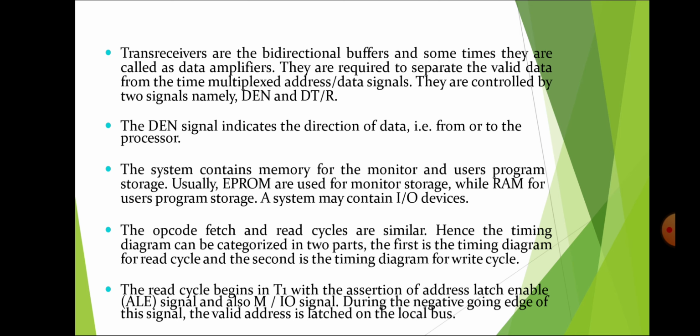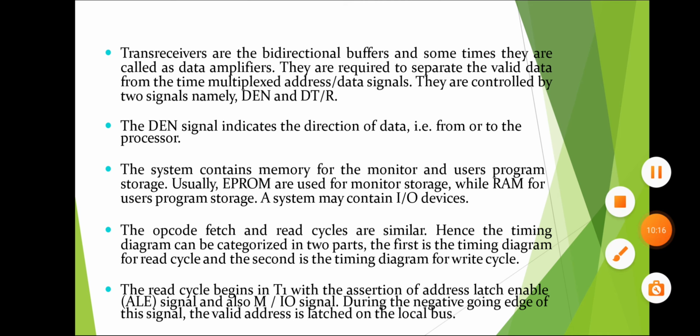The transceivers are bidirectional buffers, and sometimes they are called data amplifiers. They are required to separate the valid data from the time-multiplexed address and data signals. They are controlled by two signals, namely DEN and DT/R. The DEN signal indicates the direction of the data to or from the processor. It means whether you are sending the data or you are receiving the data.